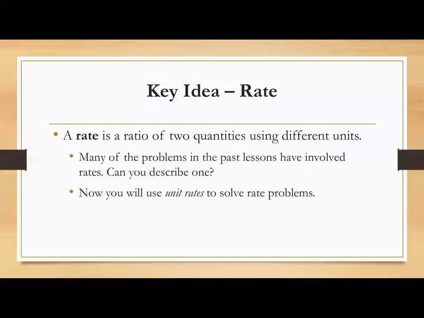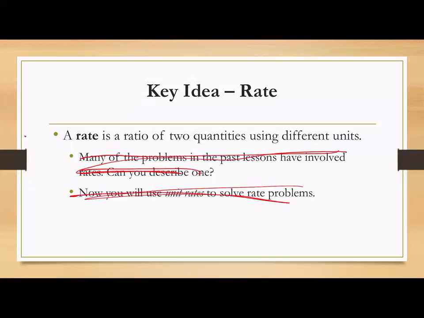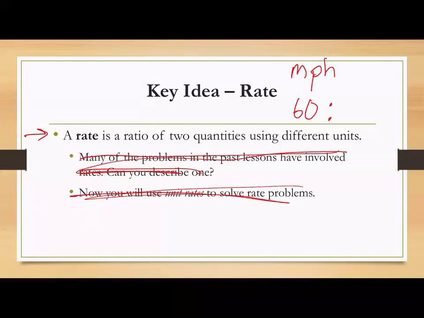So let's start off with the definition for rate here. But a rate is a ratio of two quantities using different units. So when we think about what that means, a common one that we come across is MPH, miles per hour, right? So we have two different quantities. So if we're going like 60 miles per hour, we're comparing 60 miles per 1 hour.